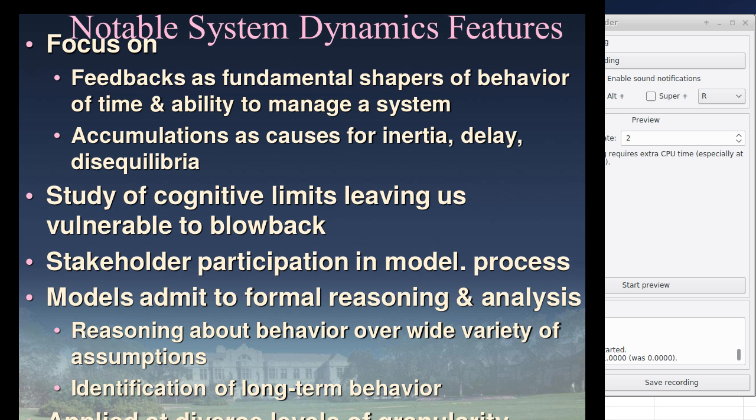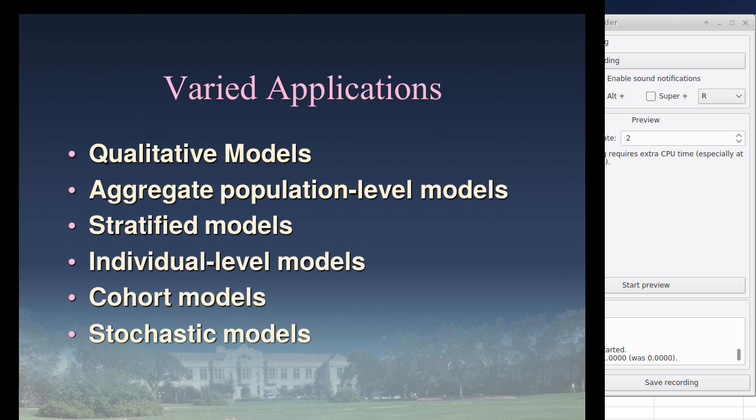So system dynamics focuses on feedbacks as fundamental shapers, accumulators as causes for delay, inertia, disequilibrium, situations where the system's changing for a while over time, and the study of cognitive limits that leave us vulnerable to our failure to think clearly about systems. It focuses on stakeholder participation in the modeling process and models that admit to formal reasoning. And it's applied critically, and we'll see this throughout the course, at diverse levels of granularity.